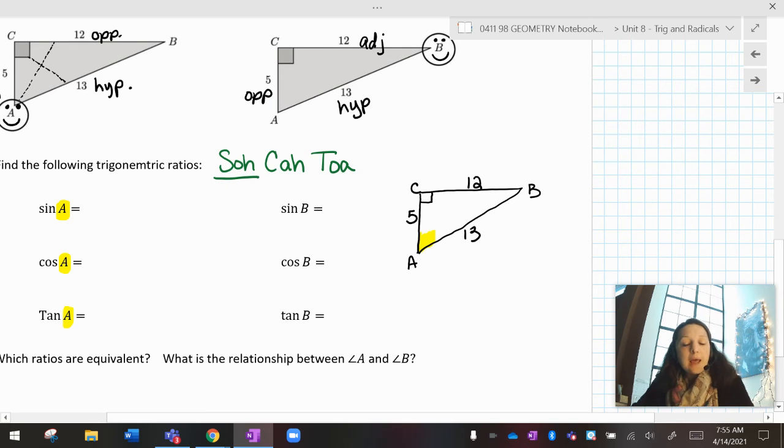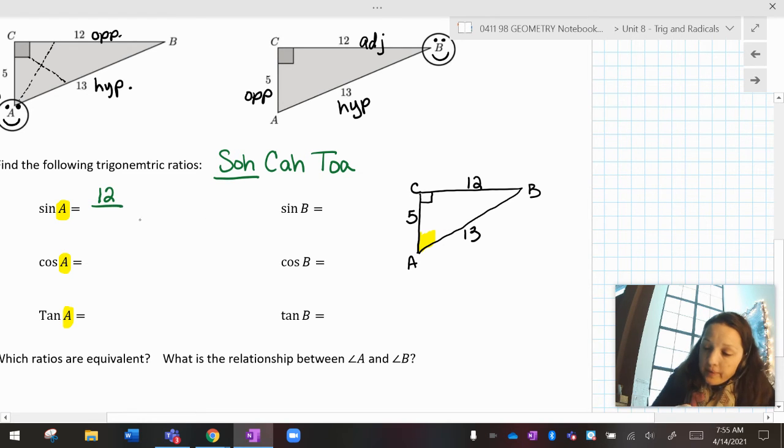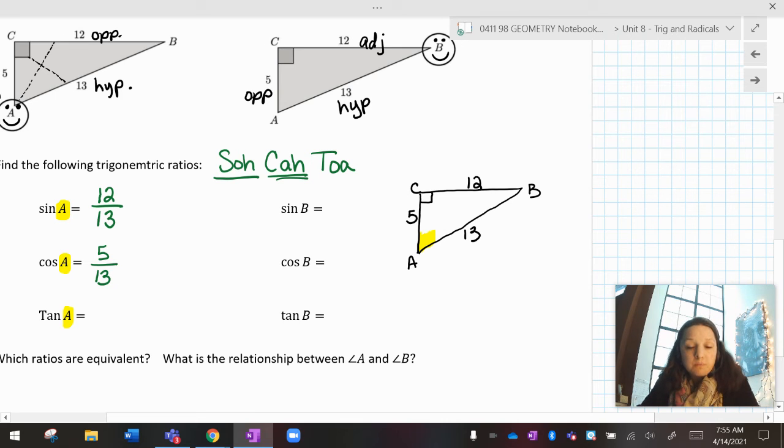So sine A will be the side opposite from A divided by the hypotenuse. The side opposite from A is the one furthest away, that's 12, and the hypotenuse is 13. Cosine A, CAH, stands for adjacent over hypotenuse. So that's the thing next to A, 5, divided by the hypotenuse.